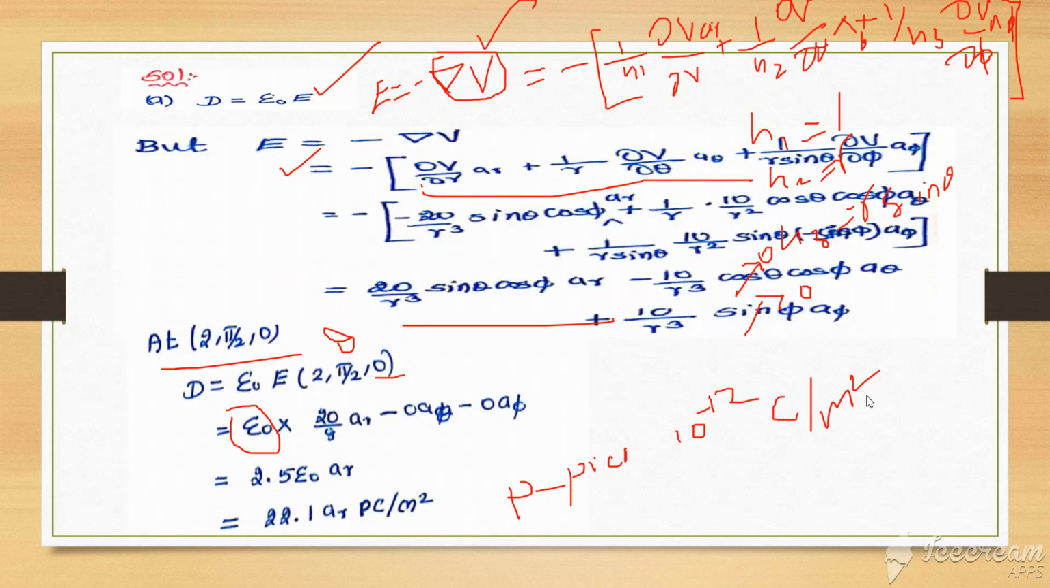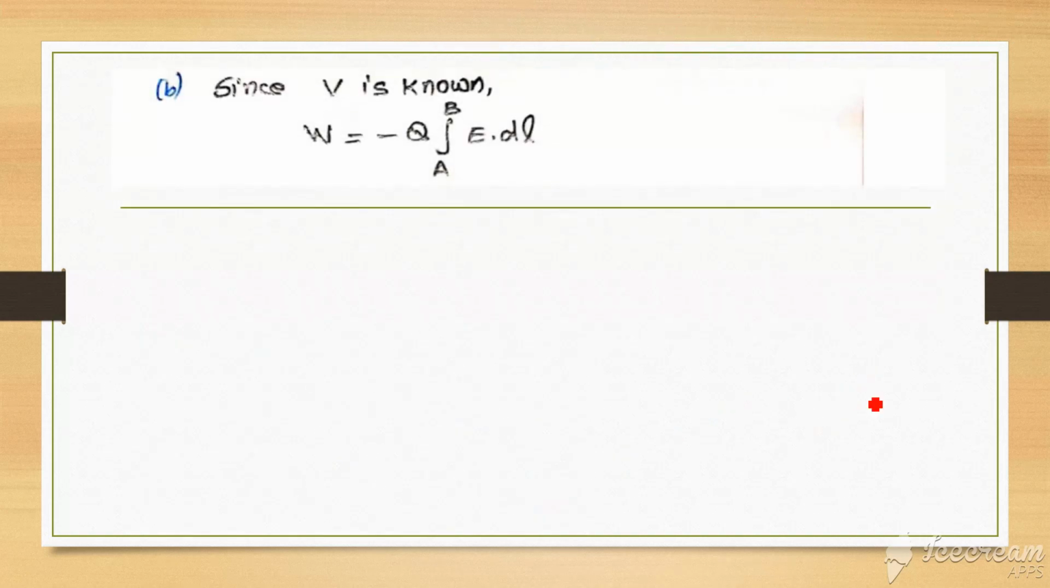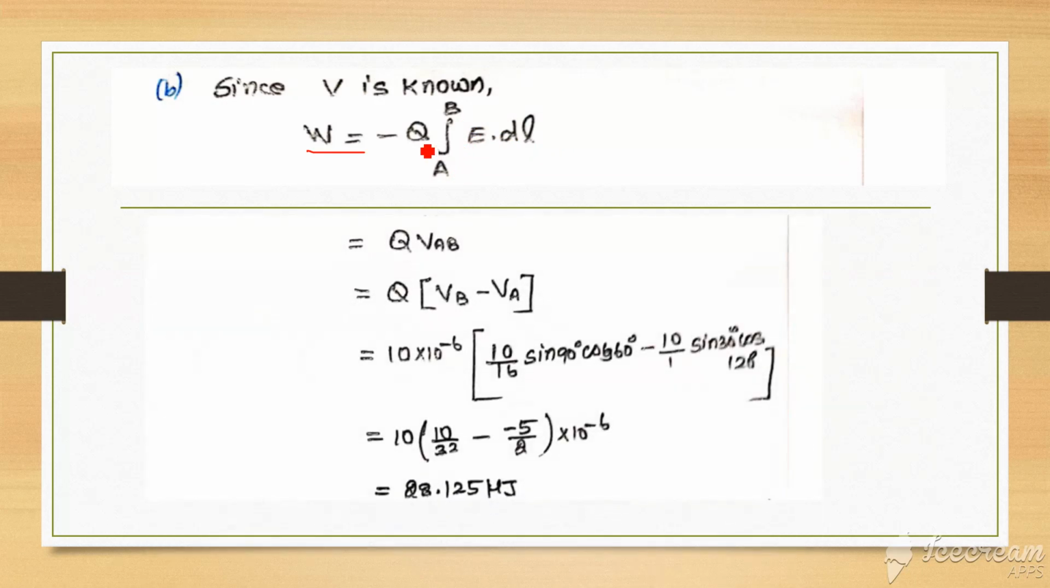Now the second subdivision. Since V is given, we already know the formula. Work done is equal to minus Q integral A to B E dot dl. So now we need work done. For this, I can write this Q and this term. Already we know this total term is nothing but VAB, which is VB minus VA.